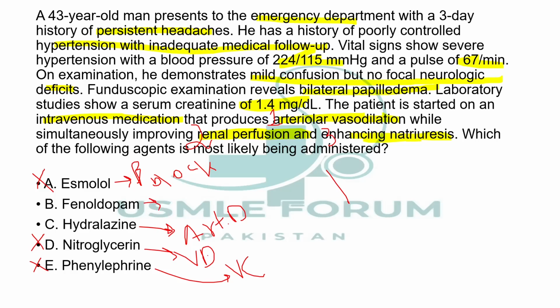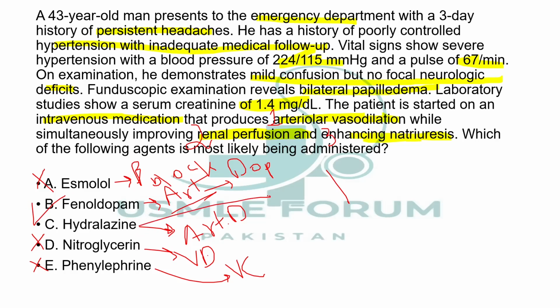Fenoldopam is an arteriolar dilator. It is a dopamine D1 receptor agonist. Now, what is the difference between hydralazine and fenoldopam? Because this is also a dopamine receptor, so this is going to dilate the receptors, dopamine receptors present in the renal parenchyma. That is why it is going to increase renal perfusion.